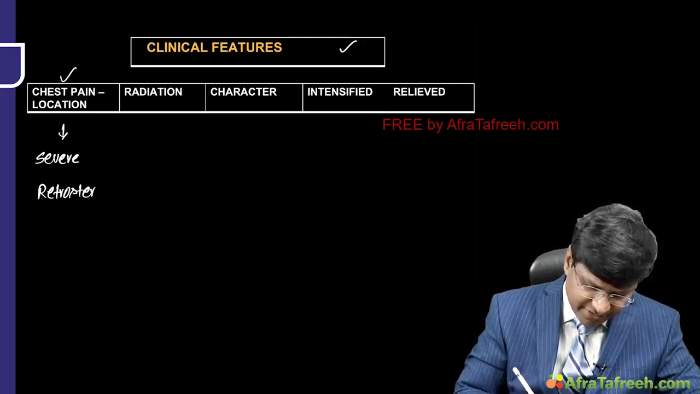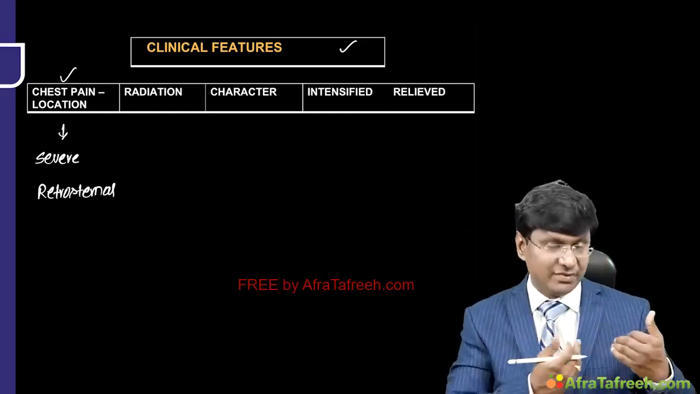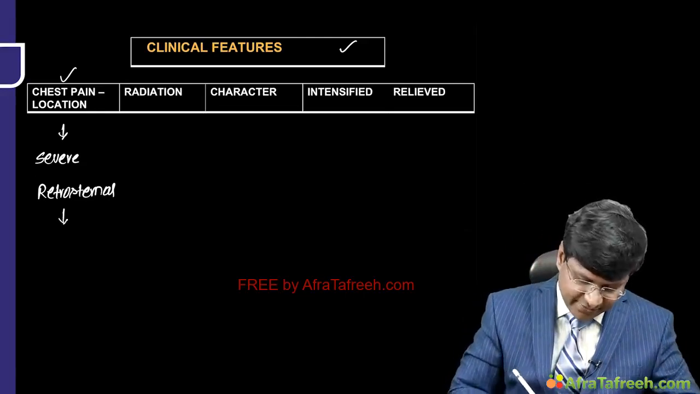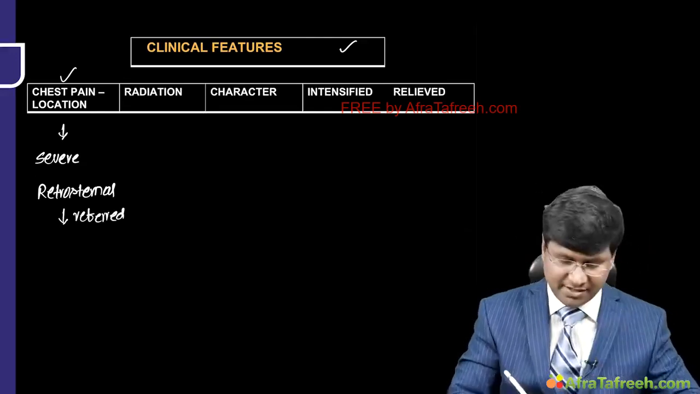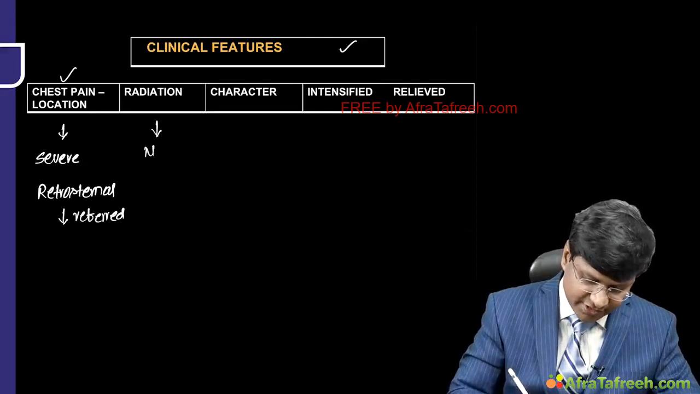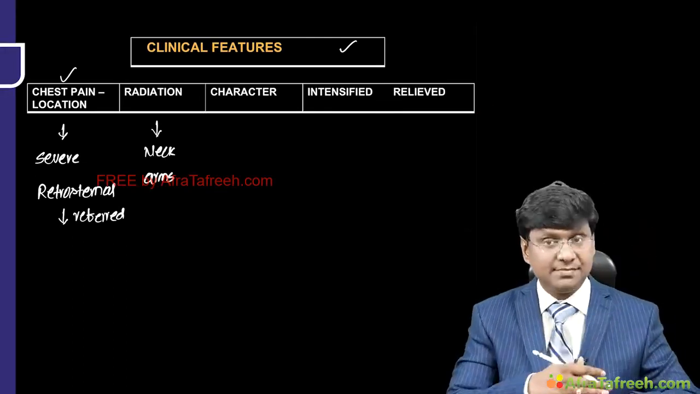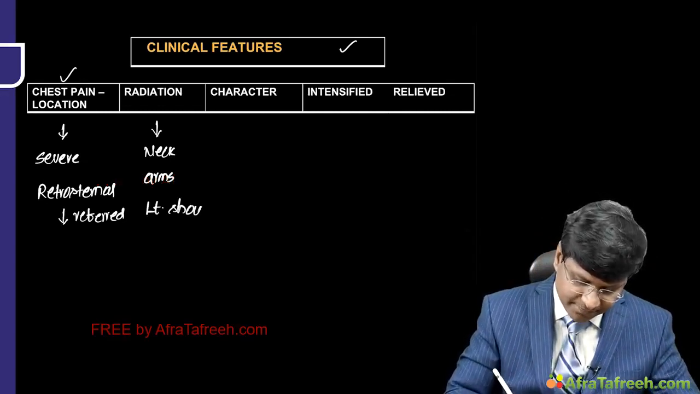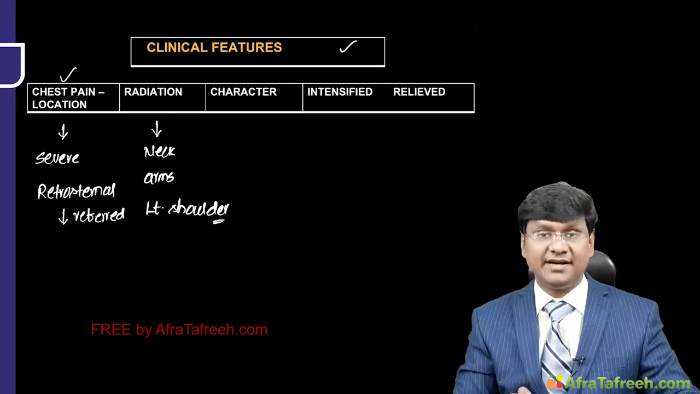The location of this pain will be retrosternal, or on the left side of the precordium. And this particular pain will be referred to the neck. So where will be the radiation of the pain? Radiation of the pain is towards the neck, to the arms, and to the left shoulder. So these are the sites where the pain will get radiated.